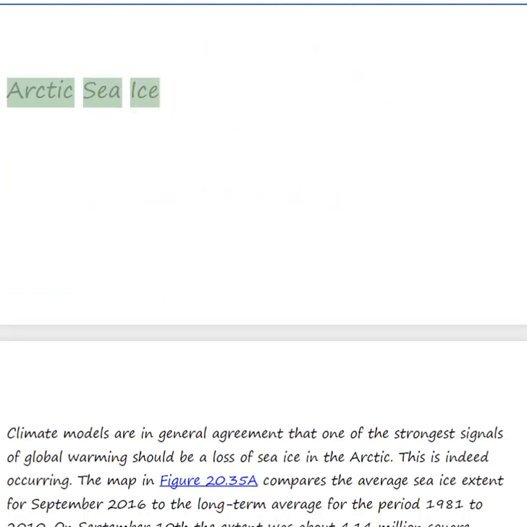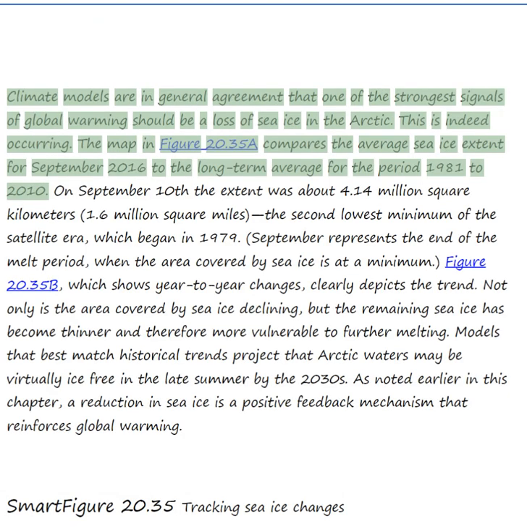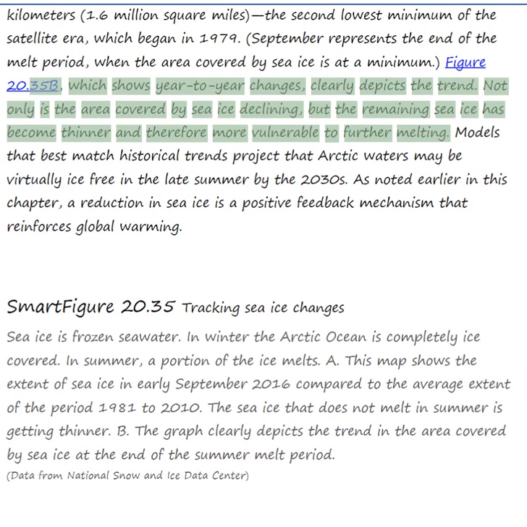Arctic sea ice. Climate models are in general agreement that one of the strongest signals of global warming should be a loss of sea ice in the Arctic. This is indeed occurring. The map in Figure 20.35a compares the average sea ice extent for September 2016 to the long-term average for the period 1981 to 2010. On September 10 the extent was about 4.14 million square kilometers, the second lowest minimum of the satellite era, which began in 1979. Figure 20.35b, which shows year-to-year changes, clearly depicts the trend.